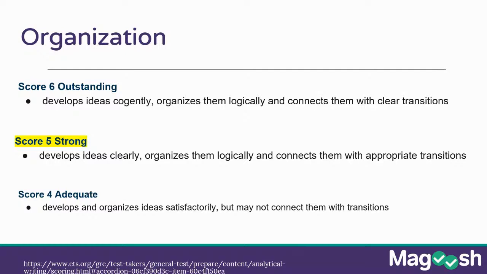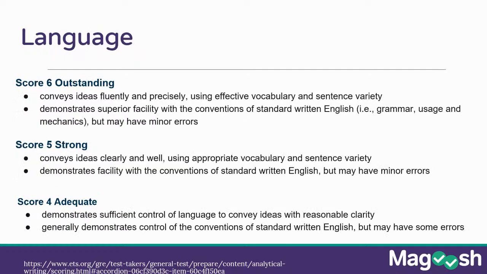A 4, a 5, and a 6, they have all of the same elements. A 4 is sort of the basics. It has all the basic elements you need to write a satisfactory essay. And then a 5 takes those elements and makes them prettier. And a 6 takes those elements and makes them even prettier. So we're going to talk about that last one now, which is language.